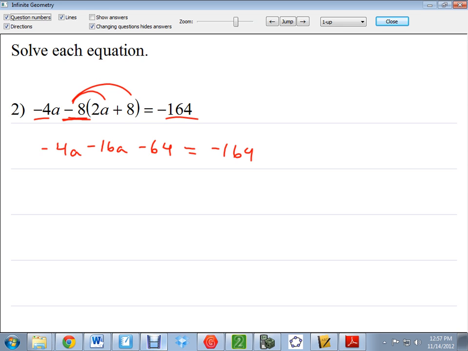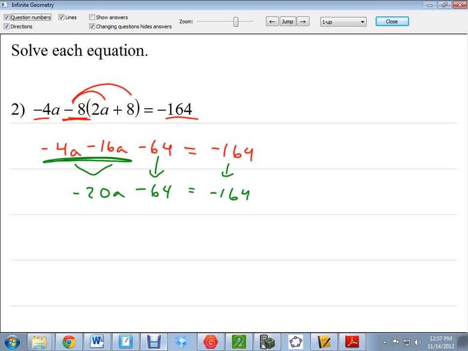This looks a little bit different from the other types of equations because it has two a terms. What do I do with the two a terms, the negative 4a and the negative 16a? I combine those together, and negative 4 and a negative 16 makes negative 20a. Since they are a terms, we write it as a. We did not mess with the 64. We bring it down. We did not mess with the negative 164. We bring it down.